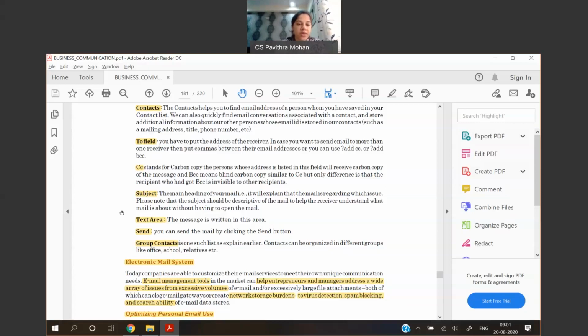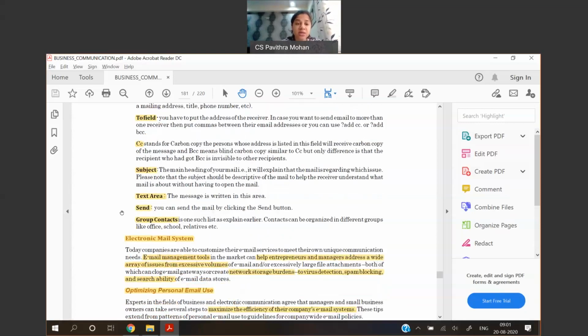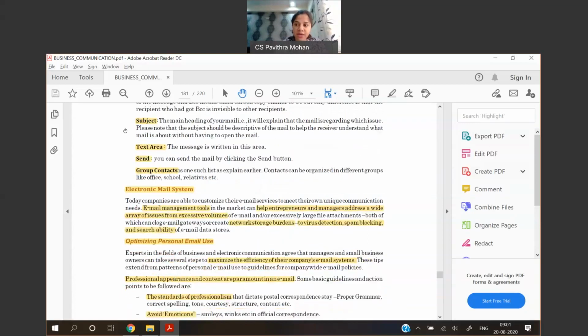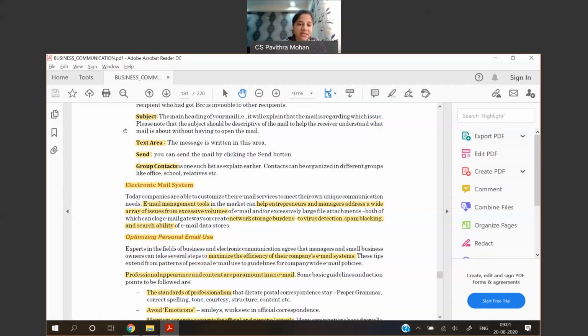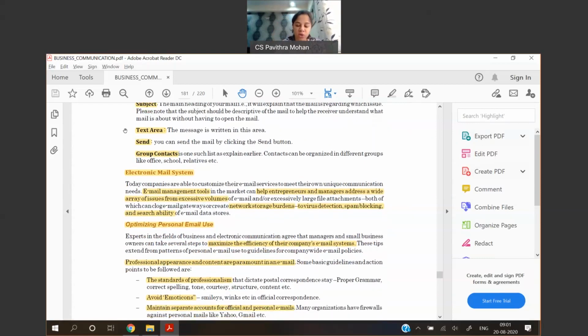Okay, so then we have subject. Subject will be the heading that we give. Subject can be used for sending the information. Like in the letter we told you how subject will come, the same subject you can give here. Then you have text area. Text area is the place where we are going to input whatever information we want.